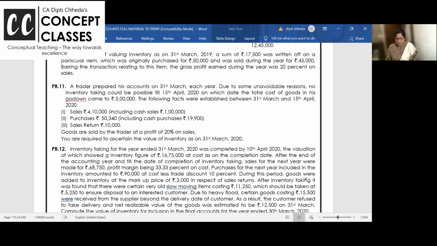Okay, right. Sale 4,10,000 including cash sales. So between 31st March to April there was some sales. But sales whenever you have to add back, see, March को stock लेना था. Okay, screen got stuck up. Wait a minute. This is being a technical trouble. I don't know what to do.